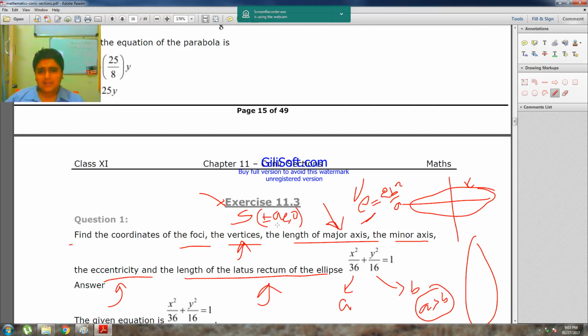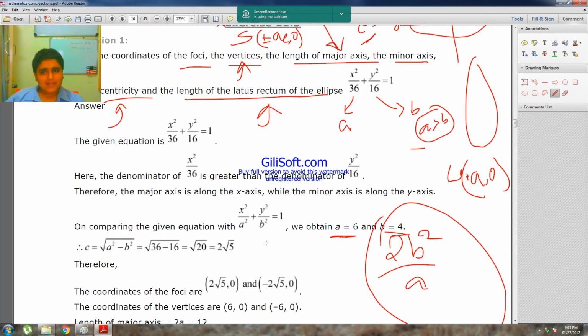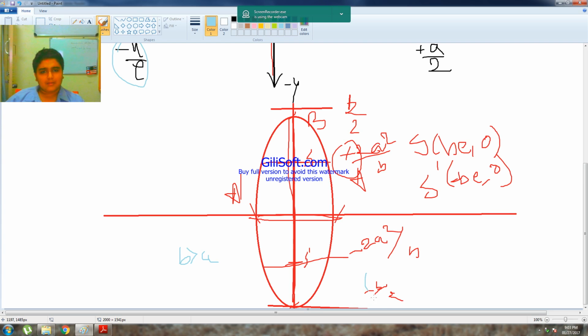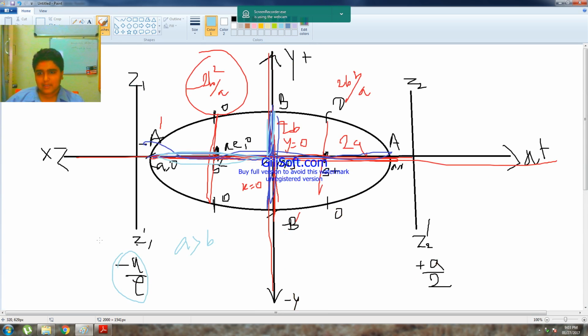Next, they haven't asked for a directrix over here, but in the next question they will ask you for a directrix. So in case of directrix, you use this formula for the case 1 ellipse and this formula for case 2 ellipse. So that's how you're going to basically solve all the questions of this exercise.